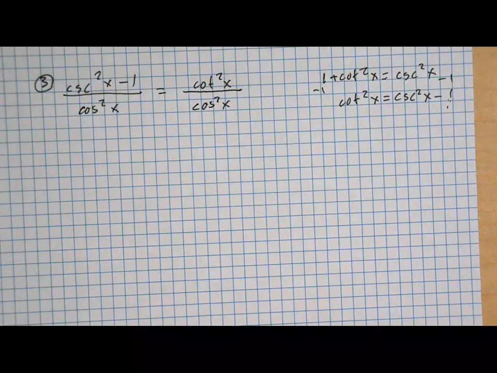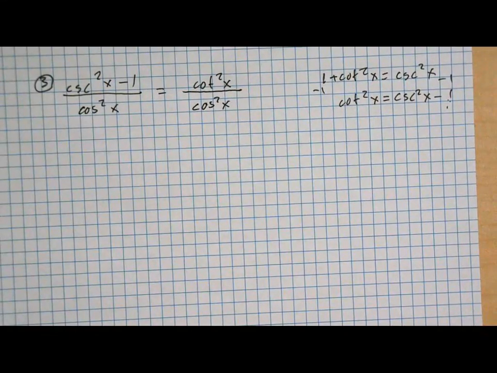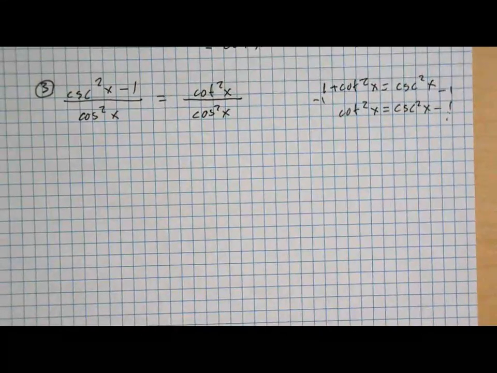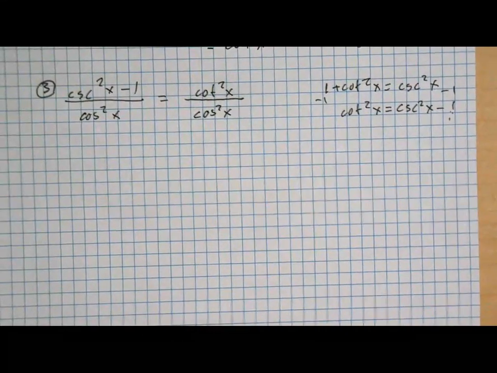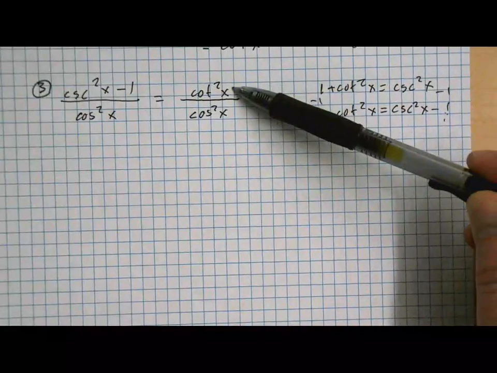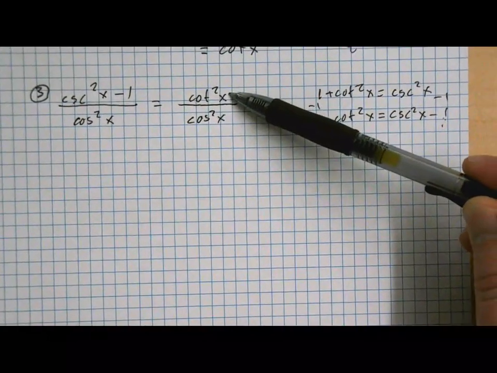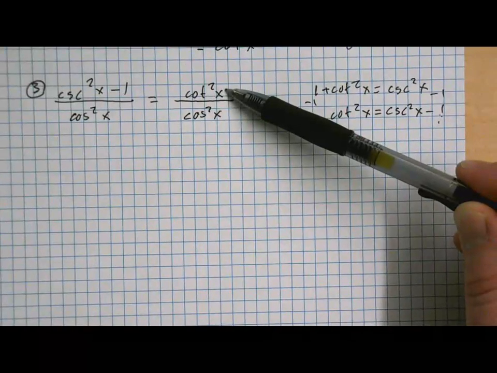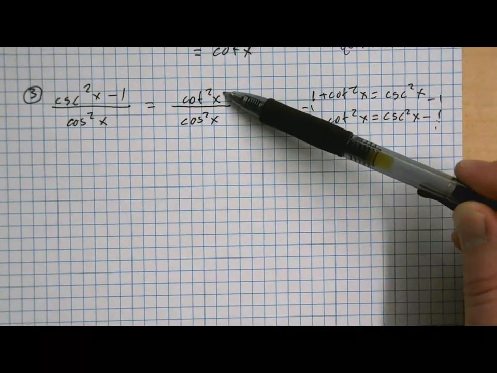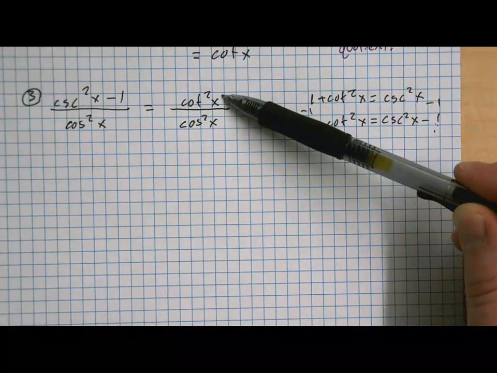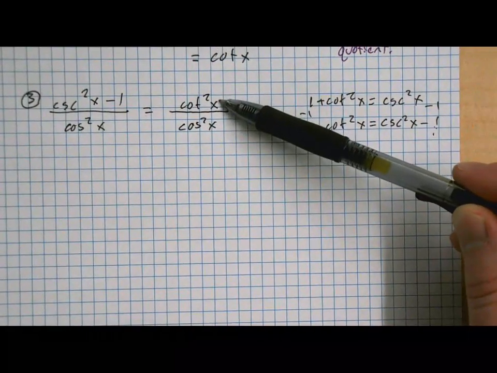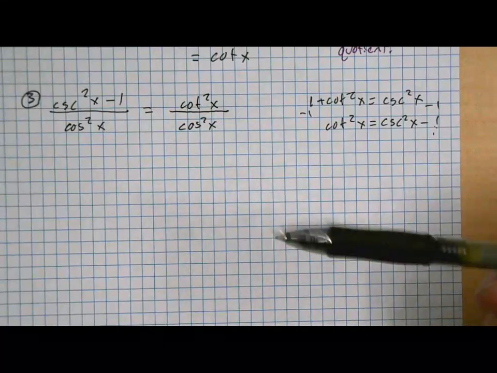So what are you guys thinking? I'm curious, what do you want to mess with next? The cosine squared or the cotangent squared? Cotangent squared. Do you want to try and use a Pythagorean, or we could do a quotient? Reciprocal seems like it's not going to get us anywhere, but quotient maybe. Quotient, that's where I would be heading.